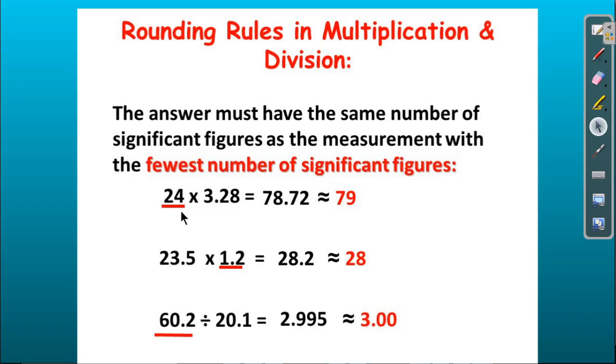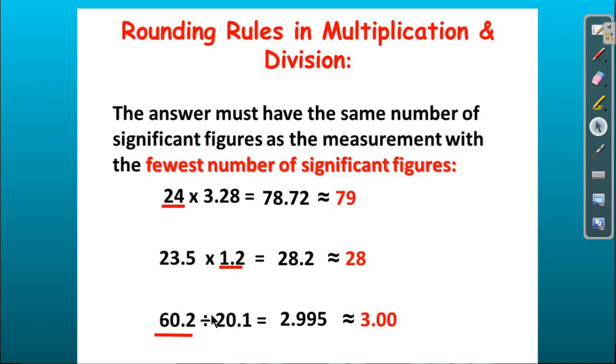Okay? Let's look at this. 24 times this one right here is a multiplication. So that means you need to count 2 significant figures, 3 significant figures. I can only report 2. When I do this, the calculator gives me this number. 1, 2, I would have to stop at 8. 7 is bigger than 5, so I need to round up. 79 is what I need to report.